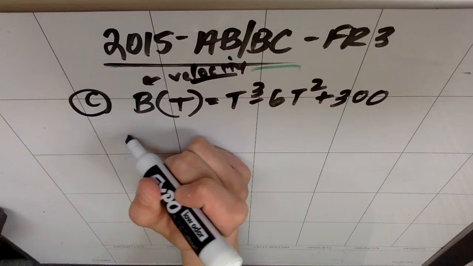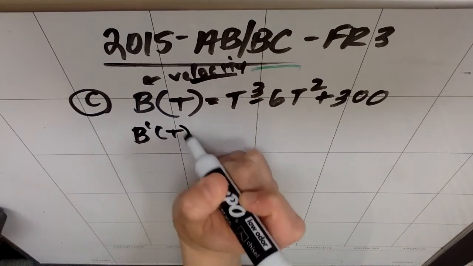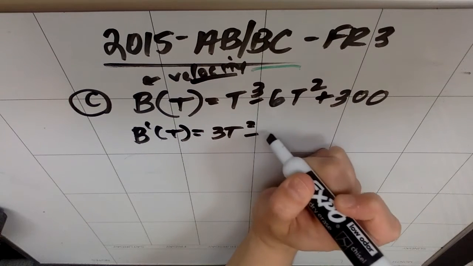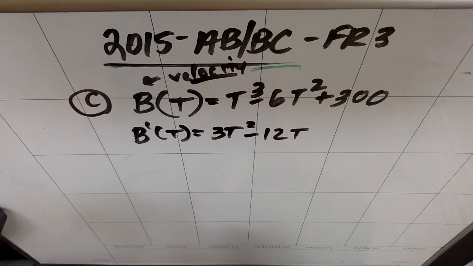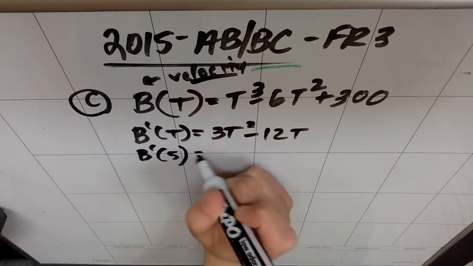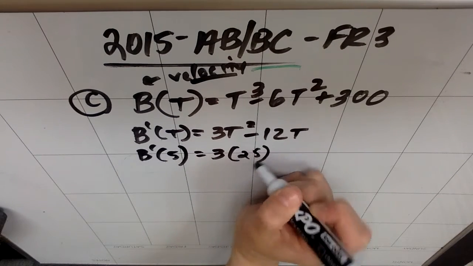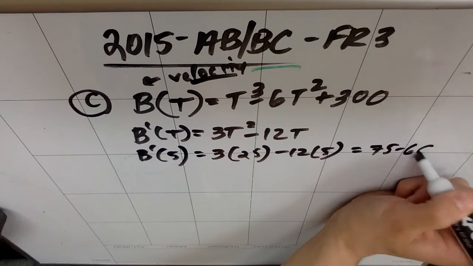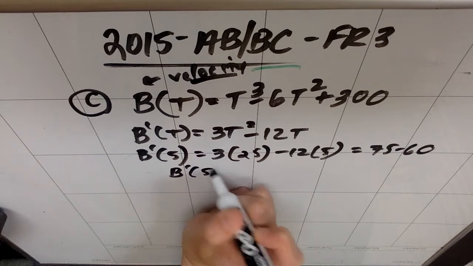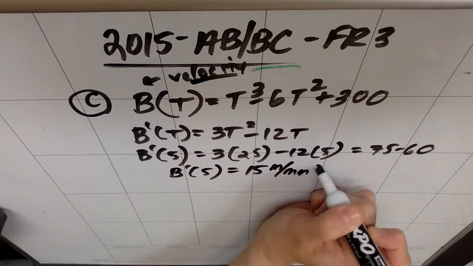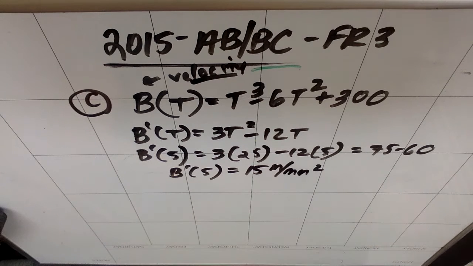So the acceleration is the derivative of velocity, right? So I'm going to get 3t squared minus 12t. Once I know that, I need b prime of 5, which is 3 times 25 minus 12 times 5. So it's 75 minus 60. So I get that b prime of 5 is 15 meters per minute squared, because it's acceleration. Cool.